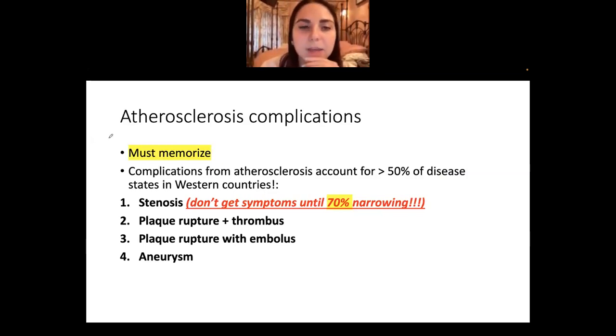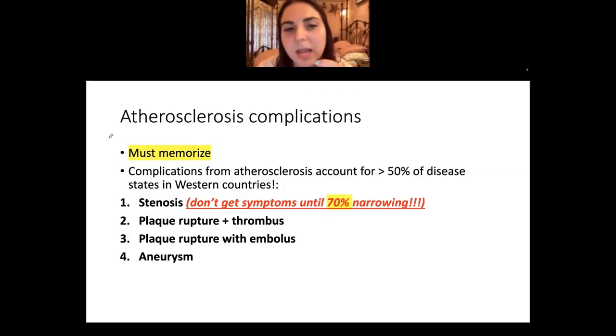This is again another thing you should know. And I think the reason why it's a must-memorize type of thing is because these complications that can arise from having this plaque, atherosclerosis accounts for over 50% of all the disease states that we see in Western countries. So again, this is a lot of stuff.